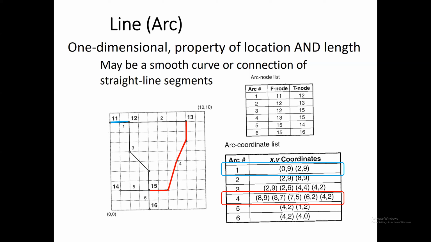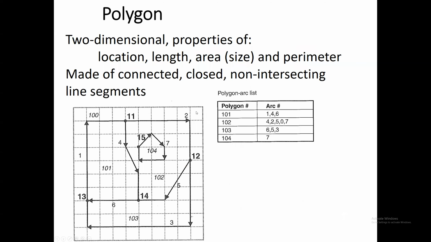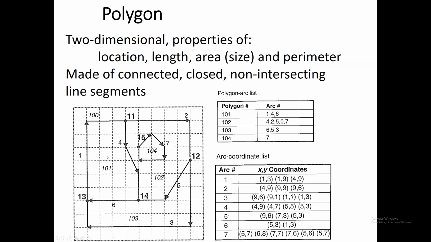All right, so that's all, is how this thing is built. It's not very complicated. Polygons are just an additional step up. So now we're moving into two-dimensional. The big difference is they've got properties of area and perimeter. And so they're a series of connected line segments. So we've got these different polygons in here.